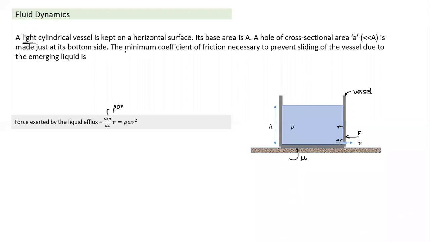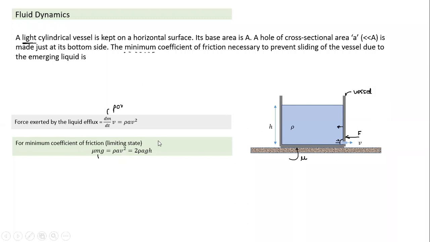And whenever we calculate the minimum coefficient of friction, it is a limiting state of friction. Frictional force has to be equal to the maximum frictional force, which is equal to mu times normal reaction, mu times mg. And what is m here? M is the mass of the container plus the mass of the liquid, the mass of the whole system. And since the container is given as a light container, this m is the mass of the liquid contained in this volume. And this mass of the liquid we can easily calculate: density into volume, rho into h into A. So this m is equal to rho into h into A.